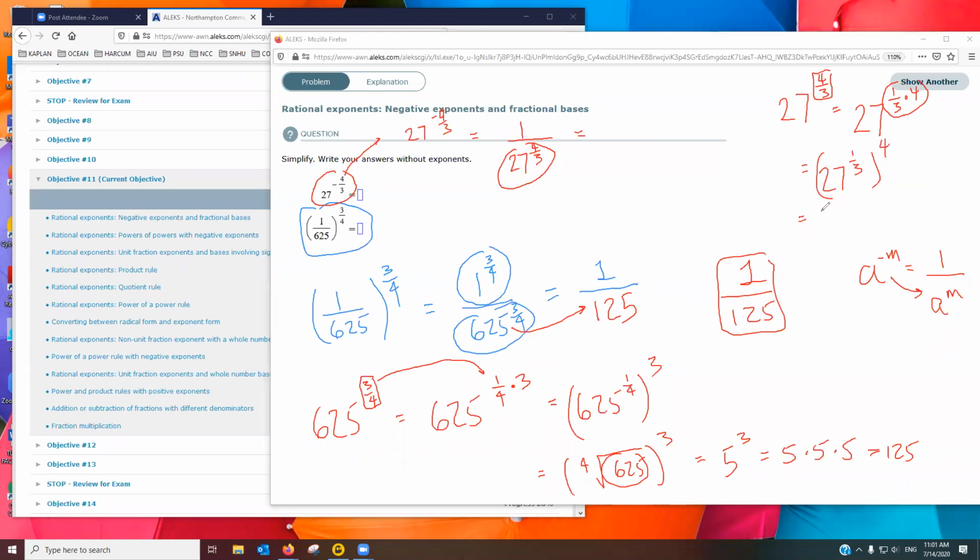The 27 to the 1/3 is really the cube root of 27. But the cube root of 27 is 3, so this is going to be 3 to the 4th. And 3 to the 4th, if you work that out, is 81. So on the bottom of this fraction is 81. So the answer to this question is 1/81.